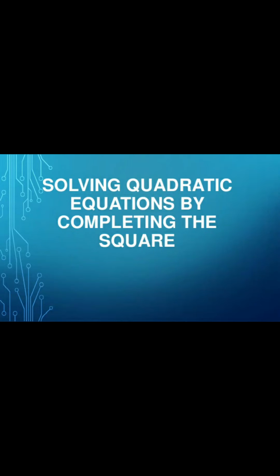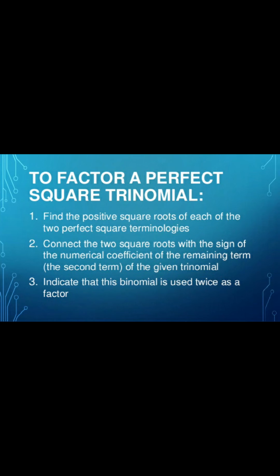Good morning, students. Our topic today is solving the quadratic equation by completing the square. To factor a perfect square trinomial, find the positive square root of each of the two perfect square terms. Connect the two square roots with the sign of the numerical coefficient of the remaining term of the given trinomial. Indicate that this binomial is used twice as a factor.